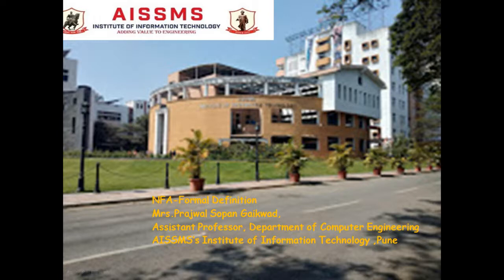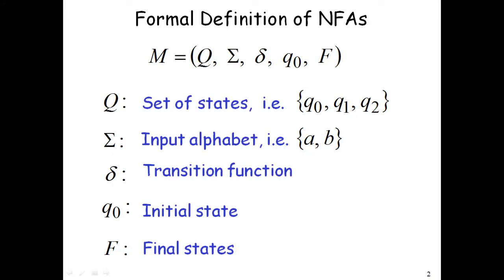Today I am presenting the topic of non-deterministic finite automata formal definition. Whenever we want to define an NFA, we consider a machine M which has 5 tuples: Q, sigma, delta, Q0 and F. Q is the set of states, that is the number of states a machine has, which can be any number of states. Here, for example, I have given 3 states: Q0, Q1, Q2.